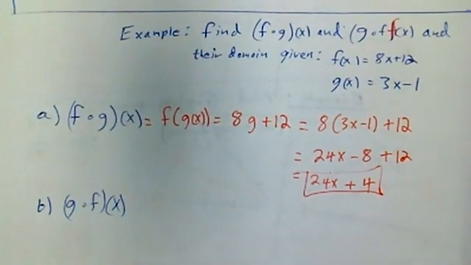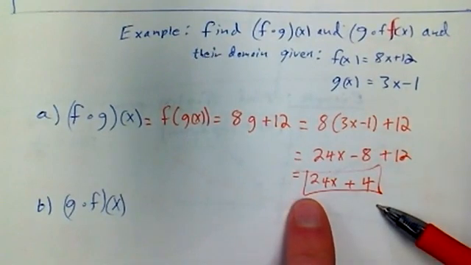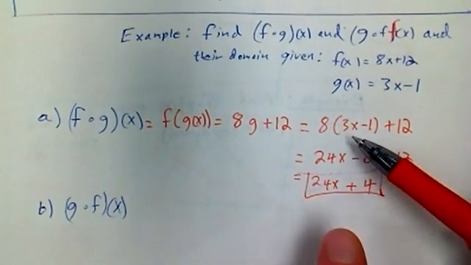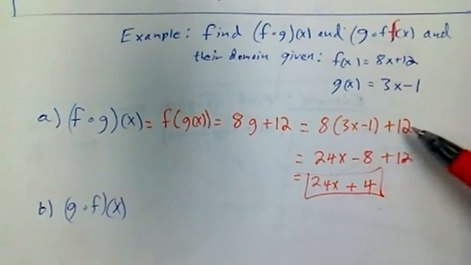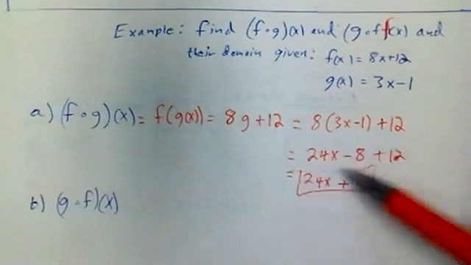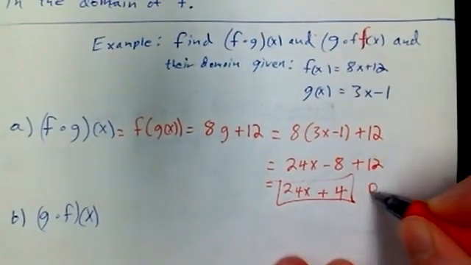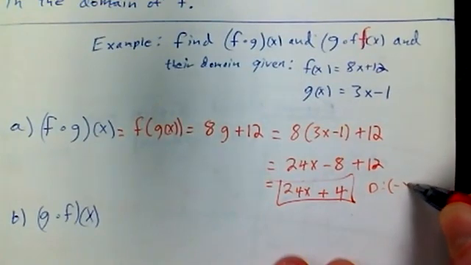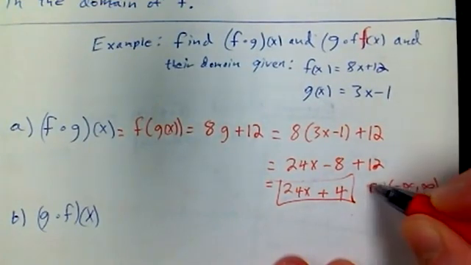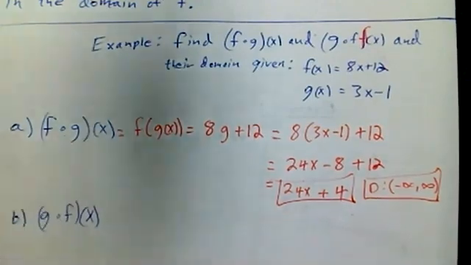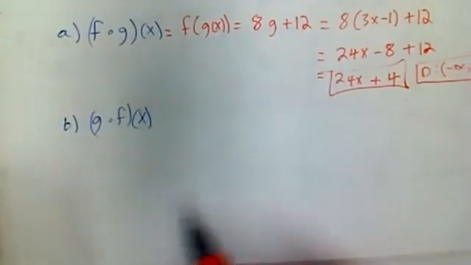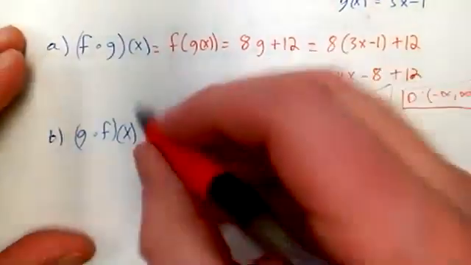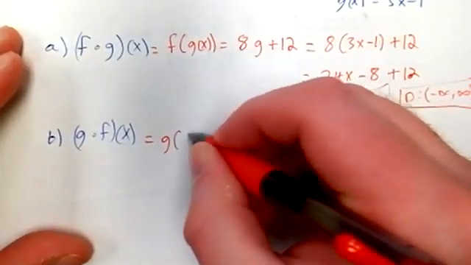And that's fully simplified. Now, for the domain of this, notice that there's no restrictions with my final answer, and there's no parts where I'm ever causing division by 0 or negative numbers under square root. So in that case, I feel comfortable saying the domain is negative infinity to infinity. Okay. Now let's go back here. Well, let's do g∘f of x. g∘f of x is the same as g of f of x.